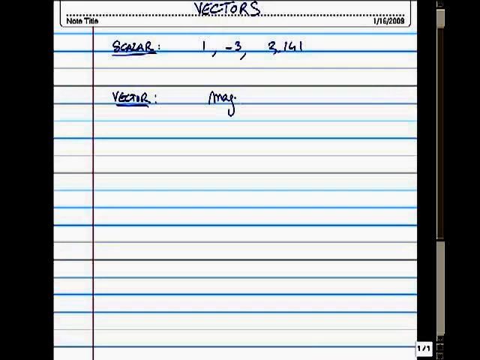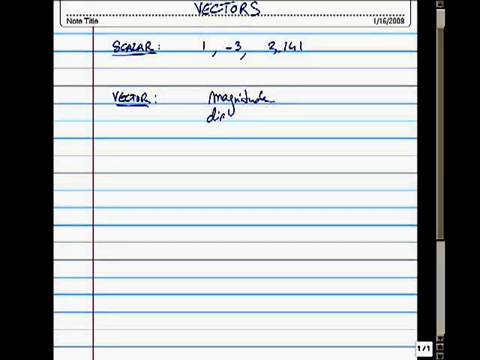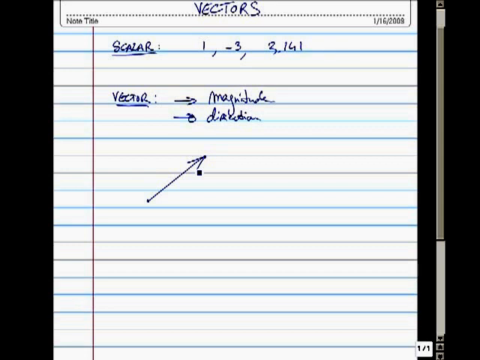A vector, however, has two properties: magnitude and a direction. Graphically, we use an arrow to represent a vector. And an arrow has a starting point and an ending point. The ending point will be represented by the tip of my arrow.